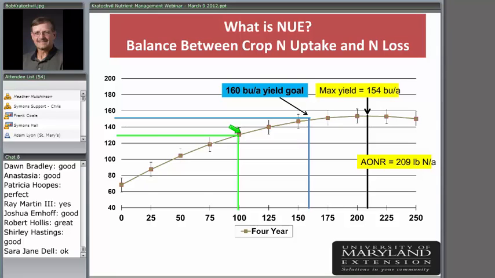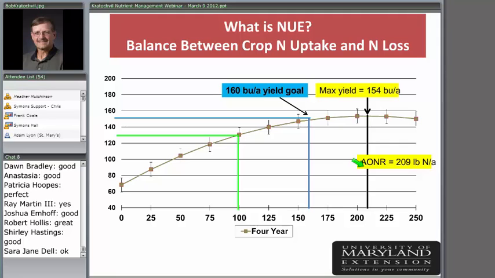However, we definitely don't want to under-fertilize. What we're hoping to do is reach that point where the line starts to flatten out. Now you can see that we've got our agronomic optimum nitrogen rate listed here. Agronomic optimum nitrogen rate is that point where 1 more pound of nitrogen will no longer increase yield. In this situation, we maximized our yield at 154 bushel, and we did so with 209 pounds of nitrogen.